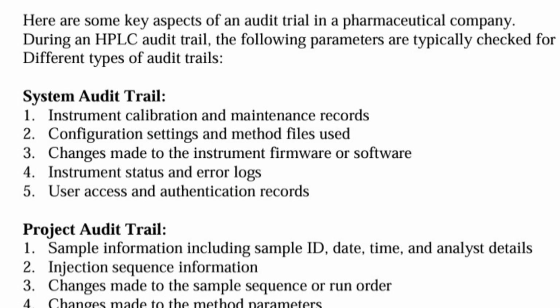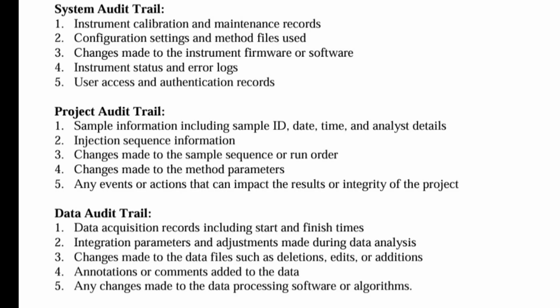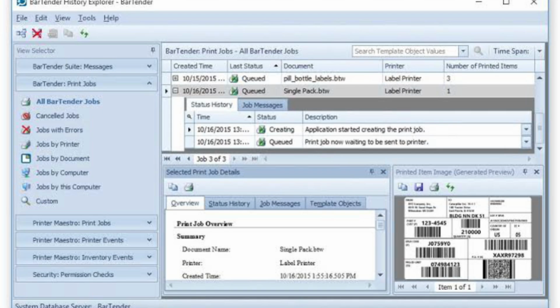During an HPLC audit trail, the following parameters are typically checked. System audit trails, project audit trails, and data audit trails are the three major components of audit trails checked in the pharmaceutical industry. First, the system audit trail. The system audit trail contains instrument calibration and maintenance records, configuration settings and method files used, changes made to instrument firmware or software, instrument status and error logs, and user access and authentication records. These are the system audit trails.